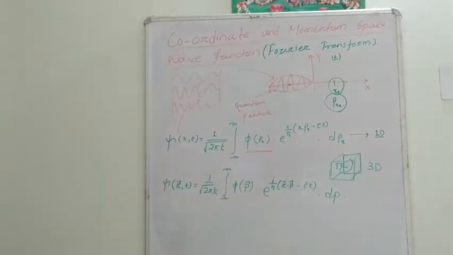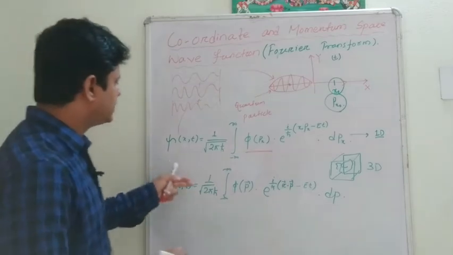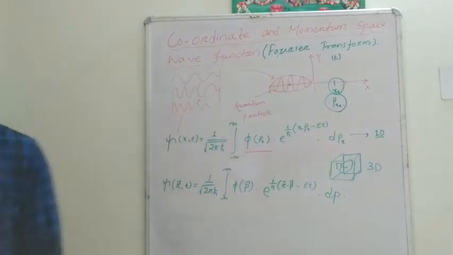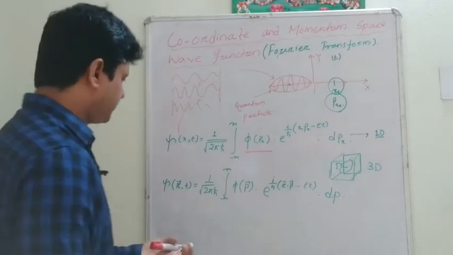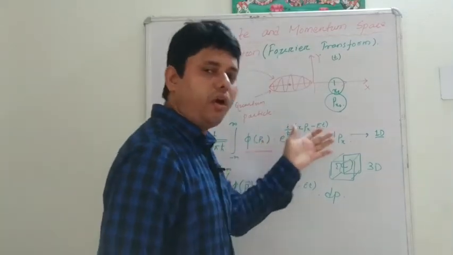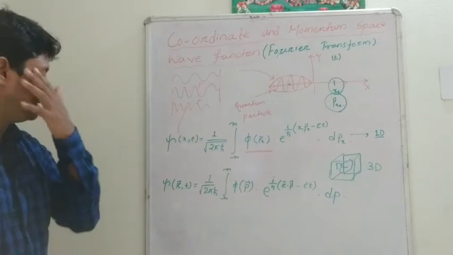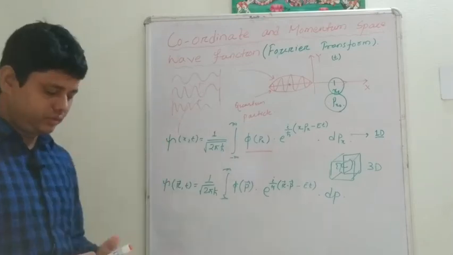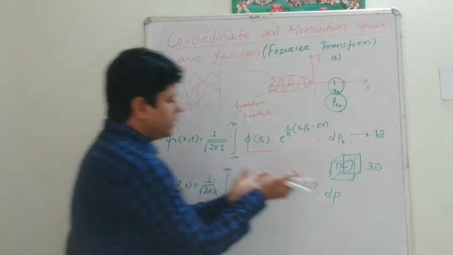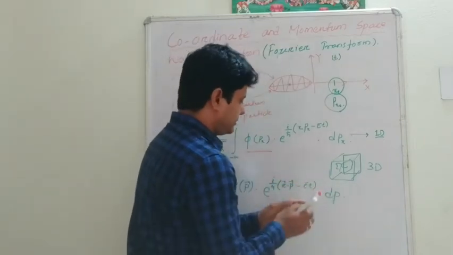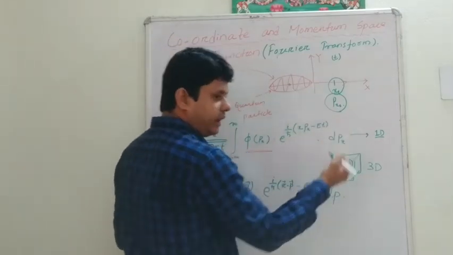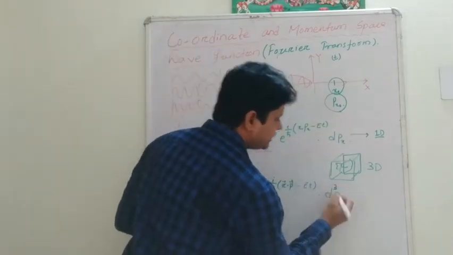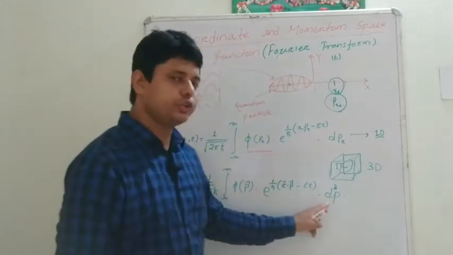So what is the difference between this and this? The first one represents the dynamics or the motion of the particle along the x-axis, which is one dimension. If the particle is moving along 3 dimensions, then it will not be dpx. It will be dpx, dpy and dpz, or we can say d^3p. Hence it will be d^3p.